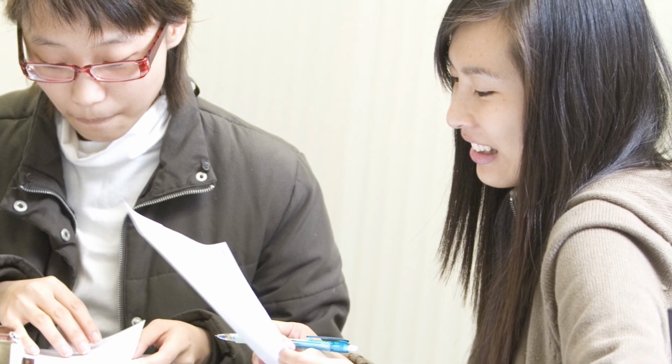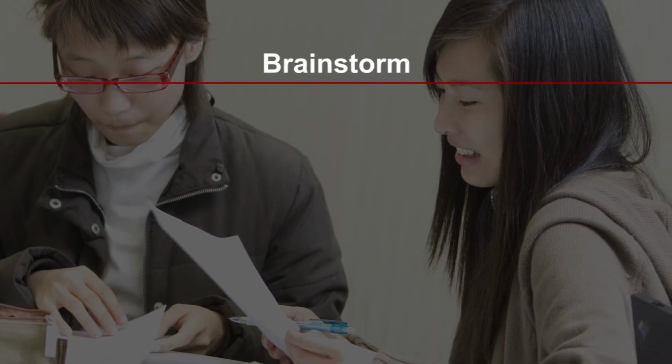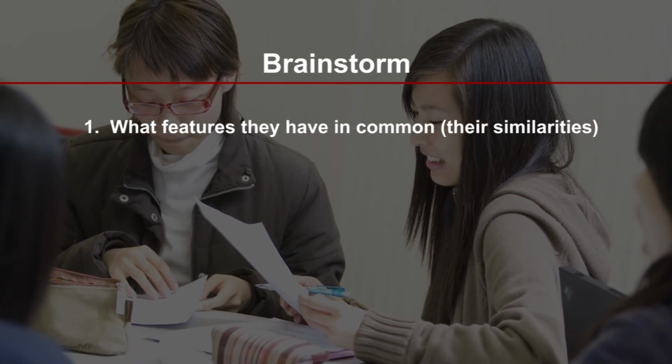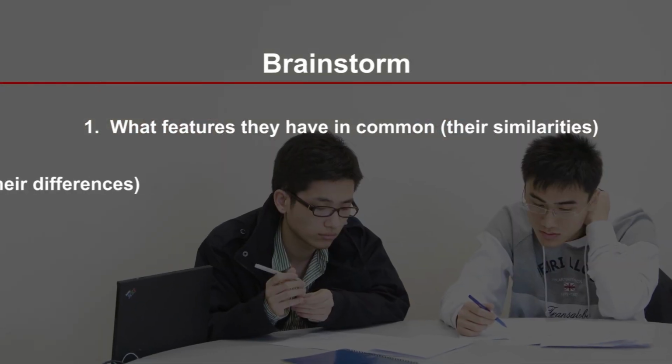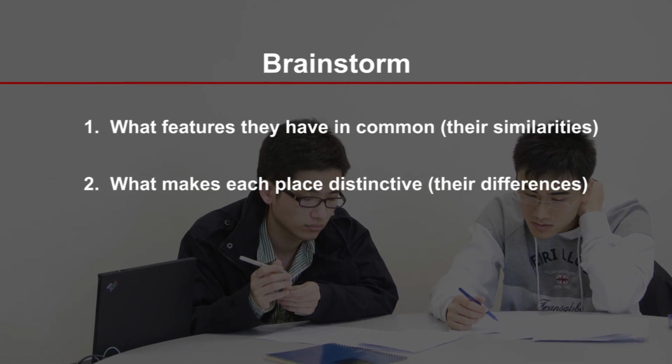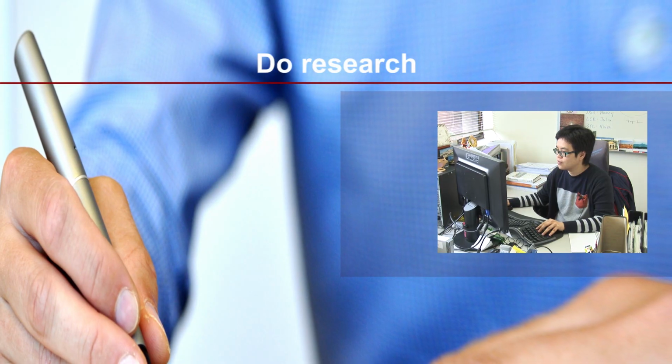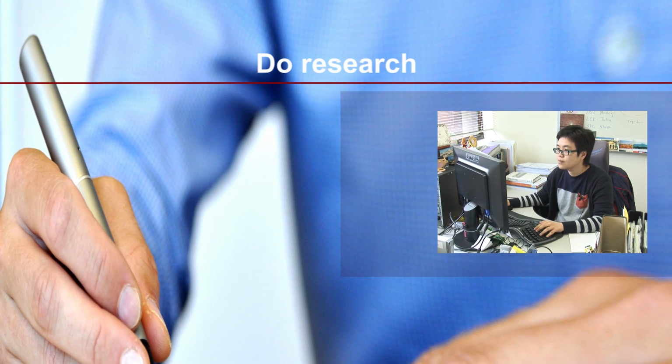The first thing to do is to brainstorm the following. What features do they have in common? Their similarities. What makes each place distinctive? Their differences. So, Peggy does some research on the two theme parks.